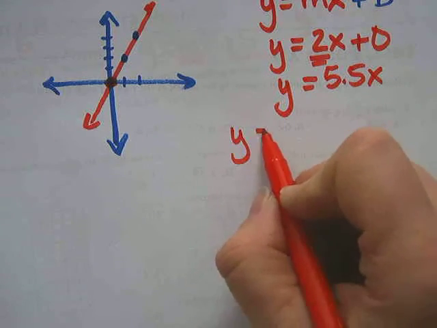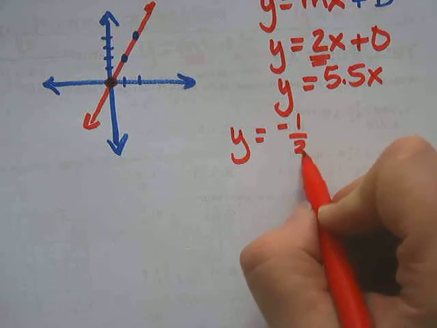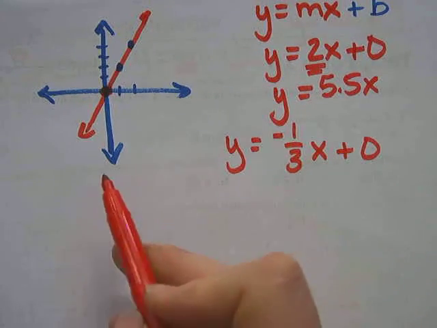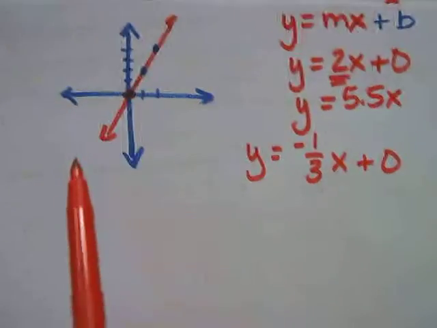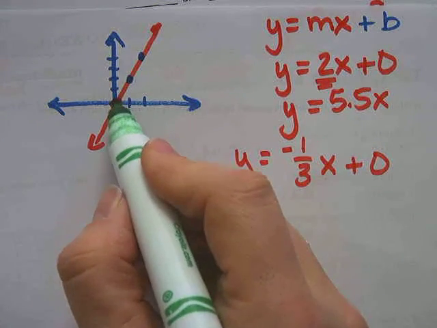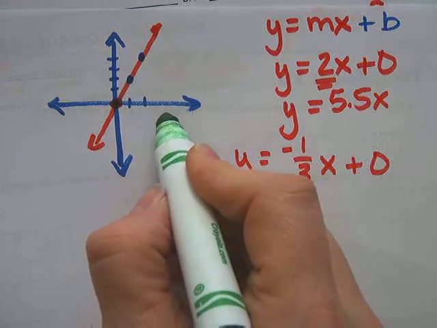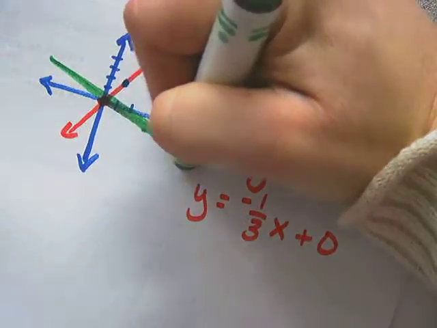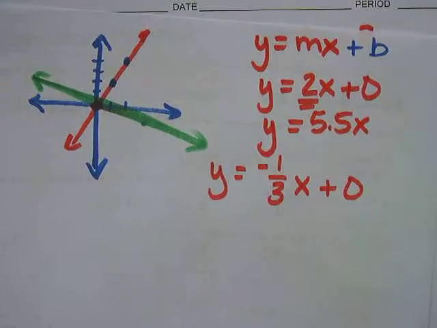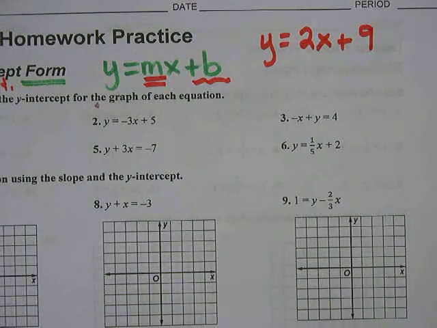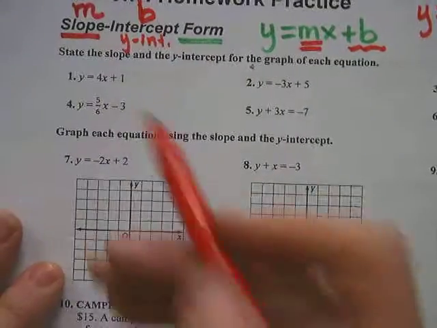Okay? If we had an equation that looked like this, that would hit the y-axis at 0, and it would be slanting downward at a rate of negative 1/3. That means we go down 1 and over 3. So that line would be pretty flat, and it would be going downward like this. Okay? So now we're going to put this together into more complicated equations.